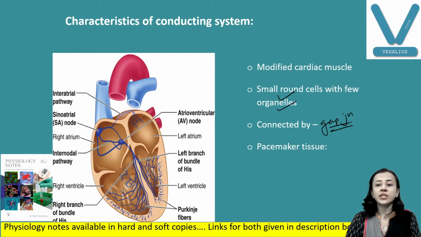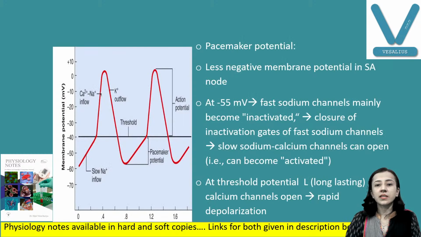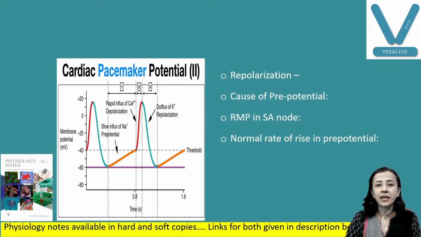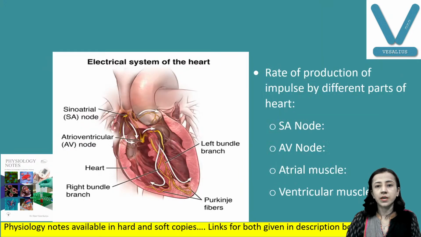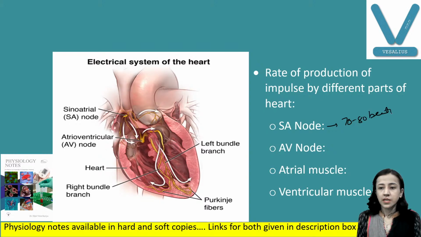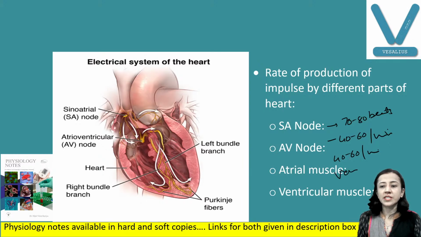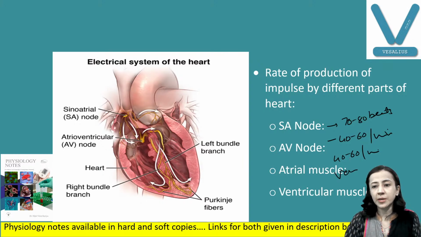Now, rate of production of impulses in the different parts: for SA node, this rate of production is 70 to 80 beats per minute. AV node 40 to 60 beats per minute. Atrial muscle also 40 to 60 beats per minute, and ventricular muscle is 20 to 40 beats per minute.